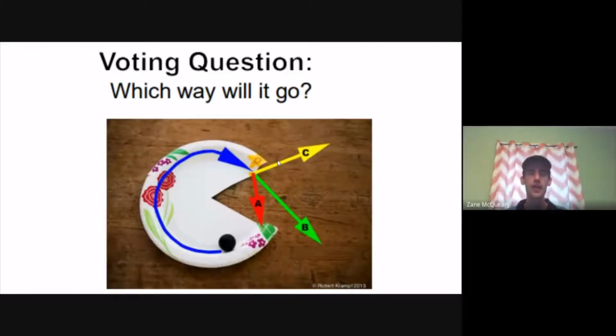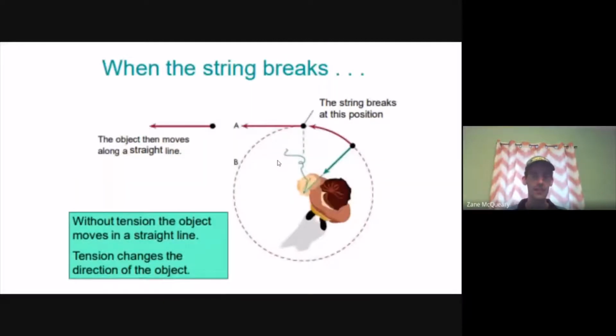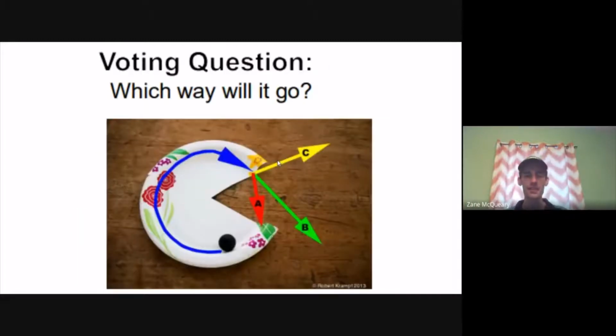Another voting question here. This time, instead of a string, we have a ball that's going around a paper plate. When it flies off of that paper plate, will it go in direction A, B, or C? Well, let's think about this. Just like with the string, there is that string that's holding it in that circular path. When that string is no longer present, it will snap off and it will go in the tangential path that it is wanting to travel because of its tangential velocity. Same thing with this. Since there's no longer that plate edge to keep it going in a circle, it will fly off tangent like path B.